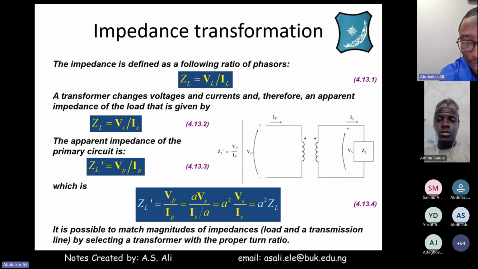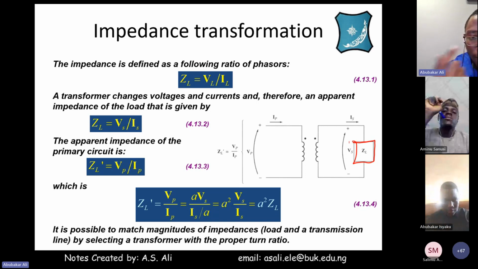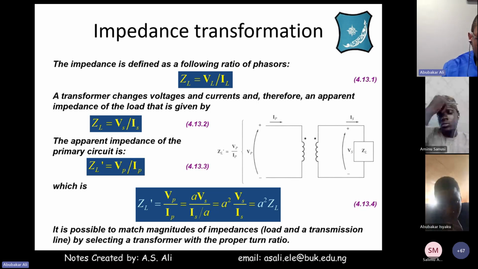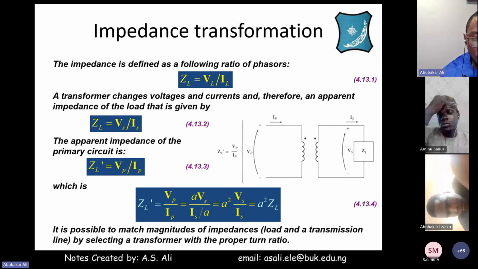So if you have a circuit like this, where you have a load ZL, and we know the current passing through this load and the voltage across this load, we can say ZL equals VL over IL. So if we know the load that we are putting on our system, and we know the voltage across our load, then we can calculate the current. And this current at the output is nothing but the secondary current, IS. So IS and VS will be able to tell you your load voltage.